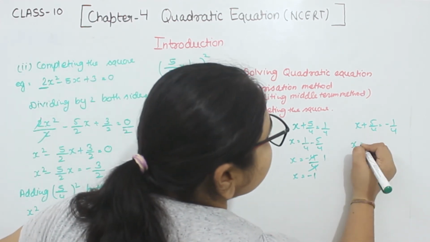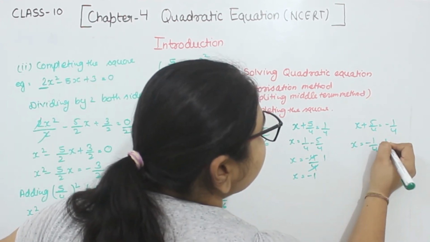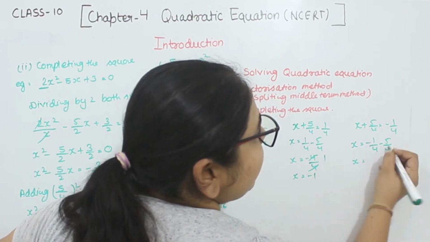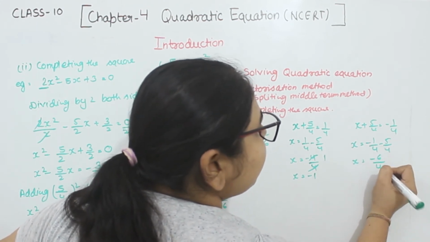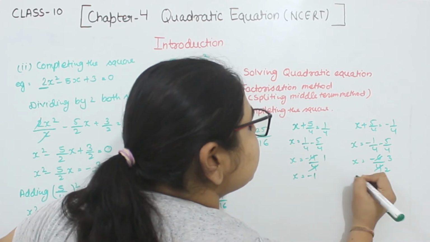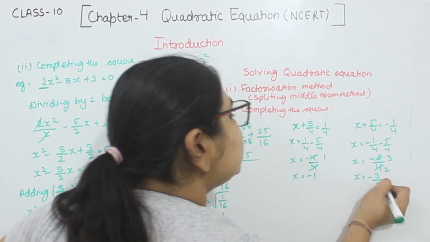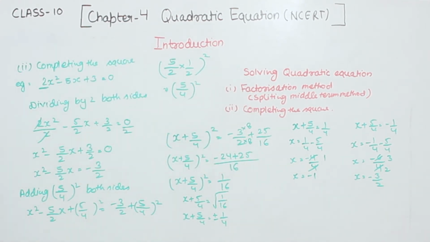Now to solve the other one, x is equal to minus 1 by 4 minus 5 by 4. Minus and minus make plus, so minus 6 by 4. 2 twos are 4 and 2 threes are 6. So the value of x is minus 3 by 2, and on the other side the value of x is equal to minus 1.